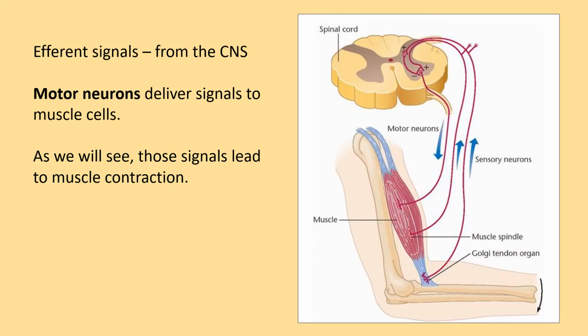Okay, so proprioceptors generate afferent signals. The central nervous system generates efferent signals. And these are motor neurons. Motor neurons deliver signals that arise in the central nervous system to muscles or also glands, but we're talking about muscles here. So the motor neurons carry the efferent signals, and as we'll see, those efferent signals cause or induce muscle contraction, and we'll come to understand that pretty well.